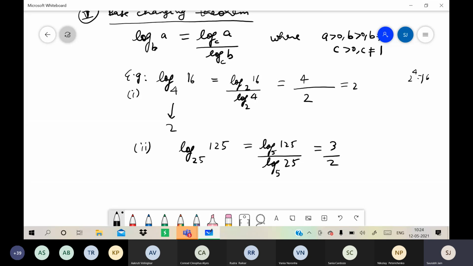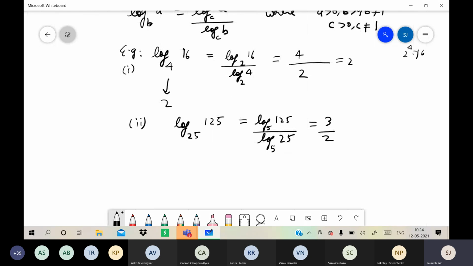I hope this is clear. However, do not take such a base which increases your problem. Like for example, this is the question.